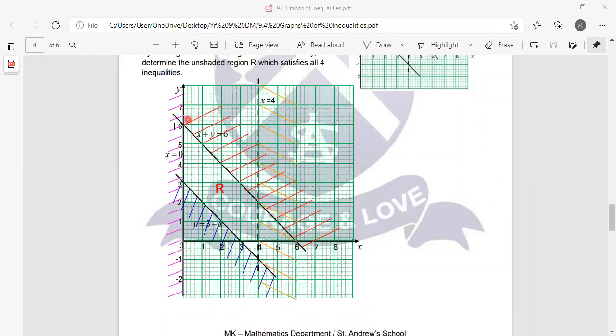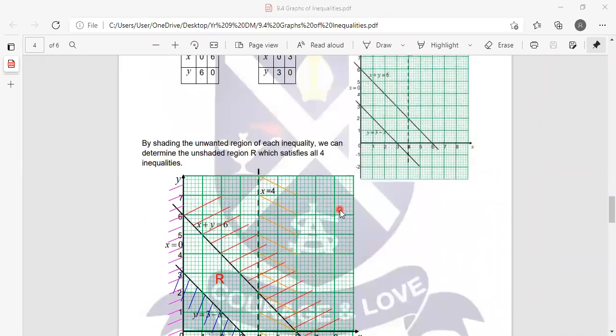When I shade all the unwanted regions, I end up with this region R. The unshaded region R satisfies all the 4 inequalities. Now, what does this region represent? It is a parallelogram. Okay, so moving on, let me go back to the question.